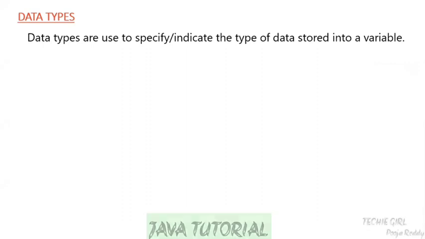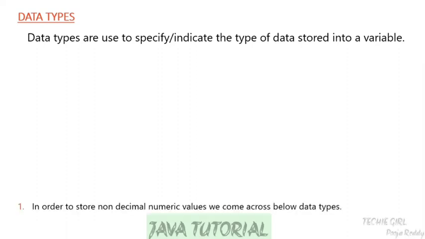Data types are used to specify the type of data that you are storing into a variable. Means if you are storing some data into a variable, you need to specify what kind of data you are storing into the variable, like whether you are storing numeric values, decimal values, non-decimal values, or you are storing string, character or boolean type of data. And the data type can hold the same type of data and will have a fixed size for each data type.